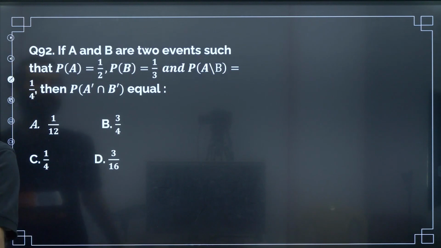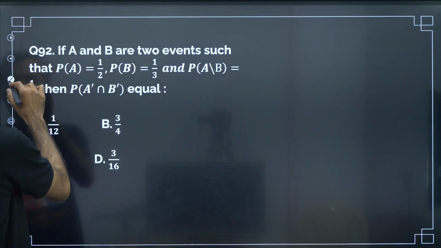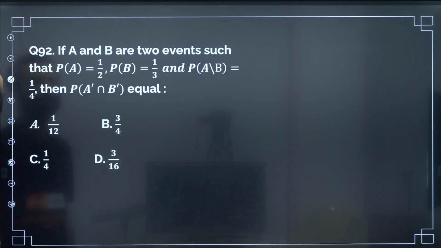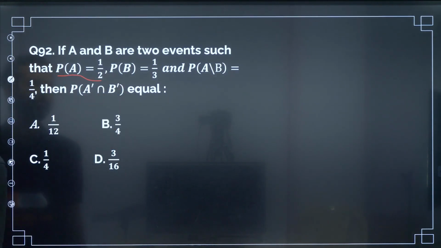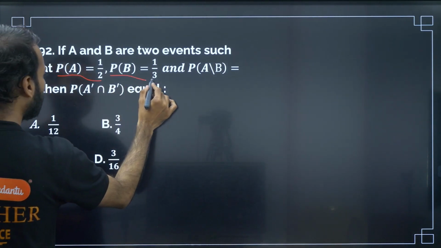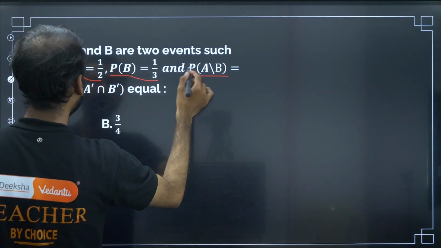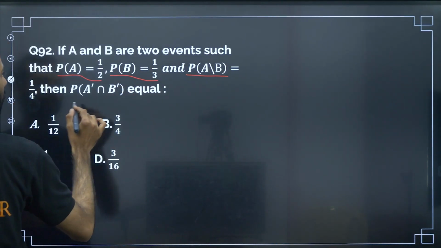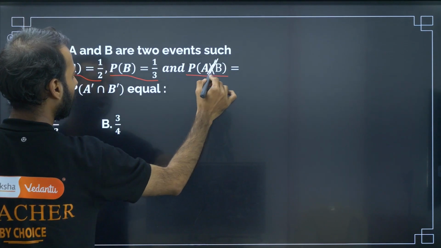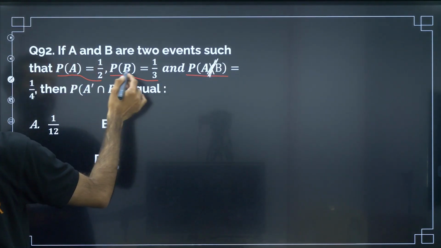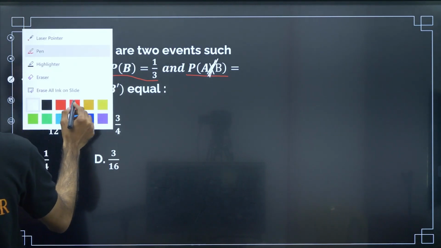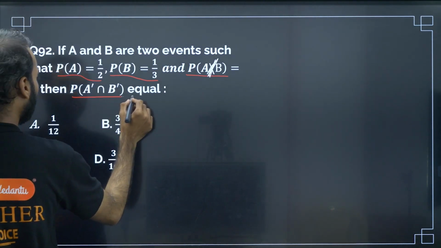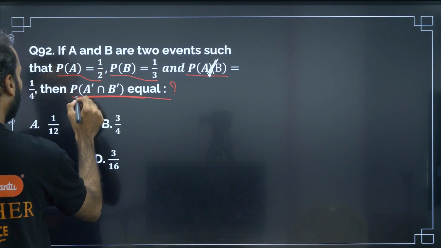Moving on to the next question. If A and B are two events such that P of A is this, P of B is this, P of A given B is this, then P dash of A union B, we have to find.